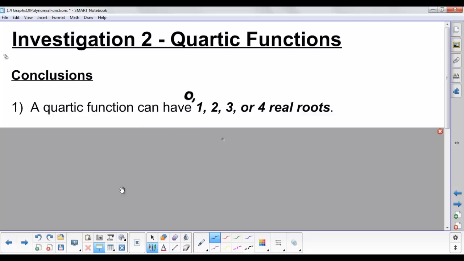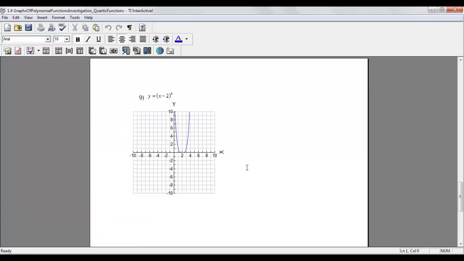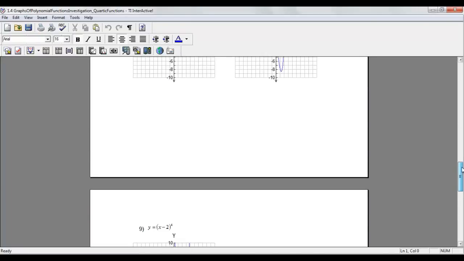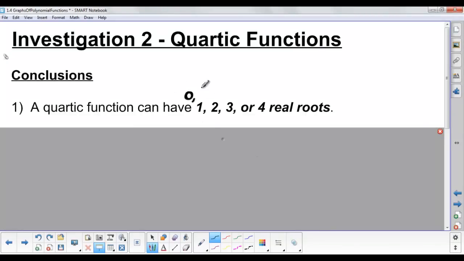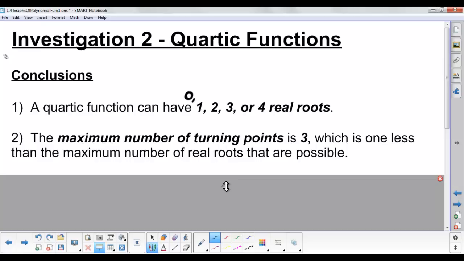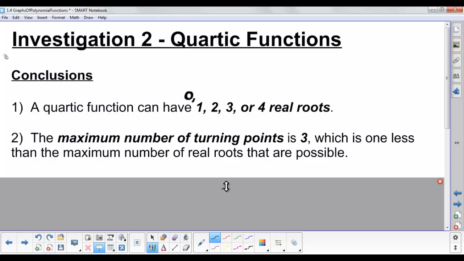Because if you notice, in all of our graphs, the end behavior, both ends either rose towards positive infinity or they fell towards negative infinity, as in example 5 and 6. So 0 is a possibility for a quartic function. Since this is of degree 4, I know that we can have a maximum of 3 turning points. Remember, the maximum number of turning points is always 1 less than the maximum number of real roots.